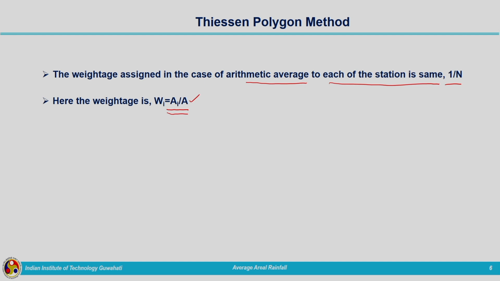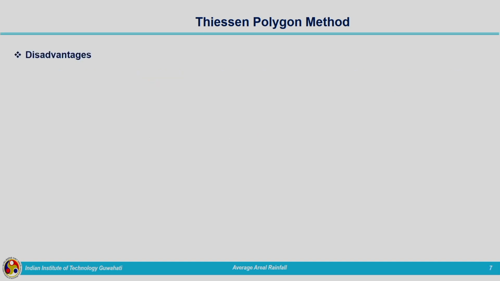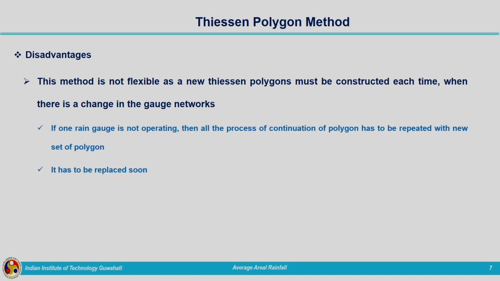From this itself you can clearly understand that the Thiessen polygon method will give better results compared to the simple arithmetic average technique. The Thiessen polygon method is better than the arithmetic average method. Now, there are certain disadvantages as far as the Thiessen polygon method is concerned. Let us see them one by one.